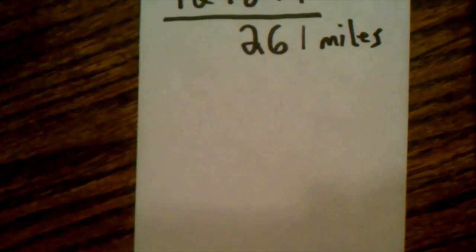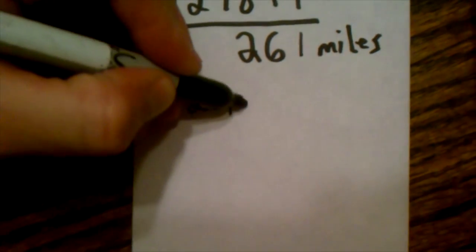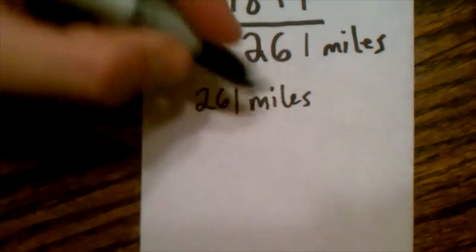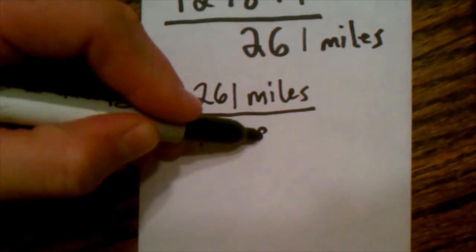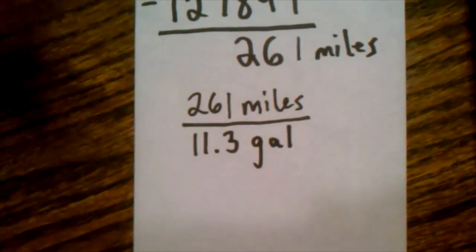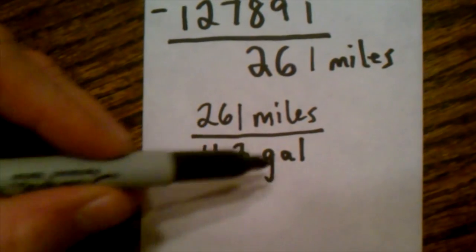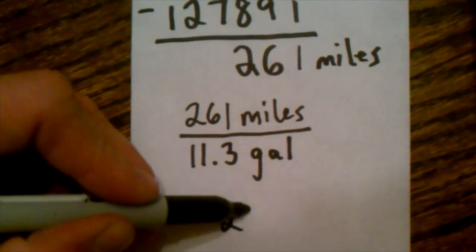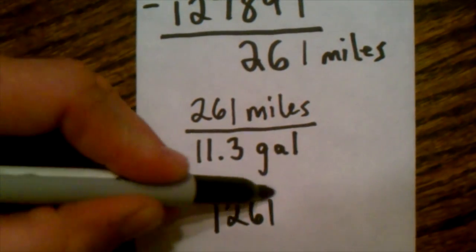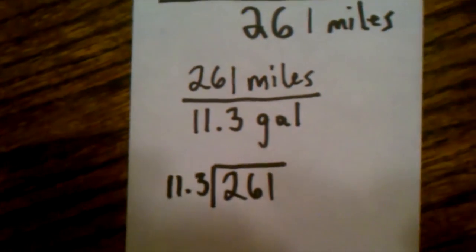So let's continue and find our unit rate. I'm looking for a unit rate of miles per 1 gallon. So I've got 261 miles divided by 11.3 gallons, because it took me 11.3 gallons to fill my tank again. We can just do the division now. 261 divided by 11.3. And that will give me my unit rate in miles.